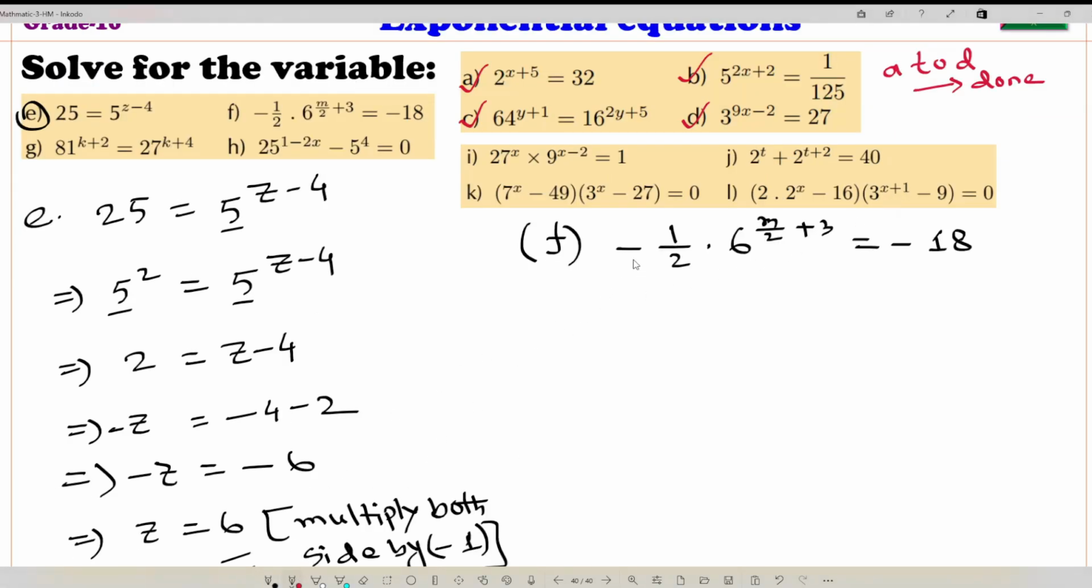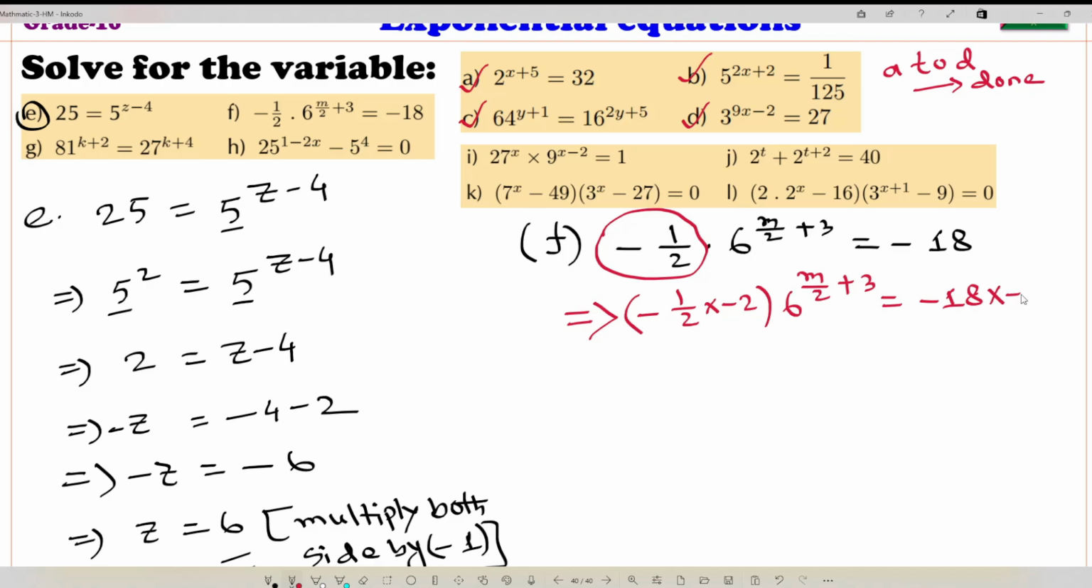Number F, minus 1 by 2 times 6 to the power m divide 2 plus 3 equals minus 18. First we have to remove this minus 1 by 2. That's why we will multiply both sides by what? Minus 2. If we multiply both sides by minus 2, then 6 to the power m divide 2 plus 3 equals minus 18 times minus 2.